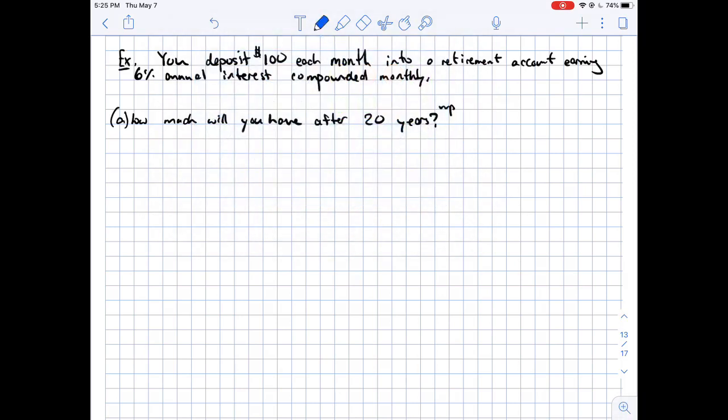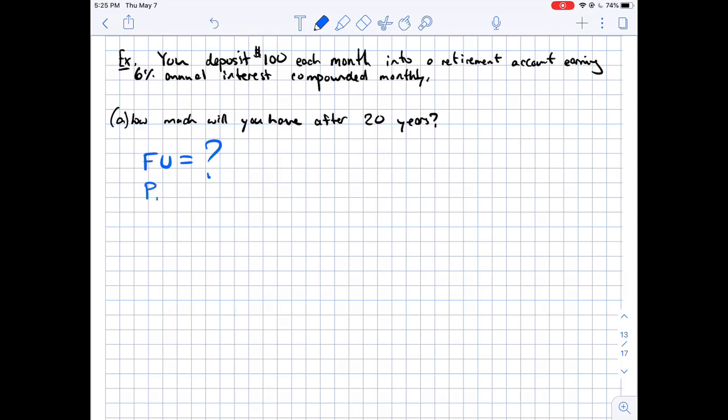Once again, you'll notice your deposits are going in every month. The interest is being compounded every month. For all the examples that we do, that's going to be the case. And the question is this: how much are you going to have after 20 years? So what we end up getting is that we are looking here to find the future value. What is going to be the future value of that annuity?